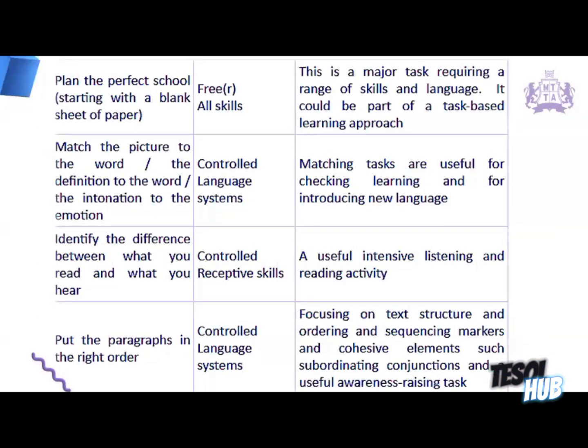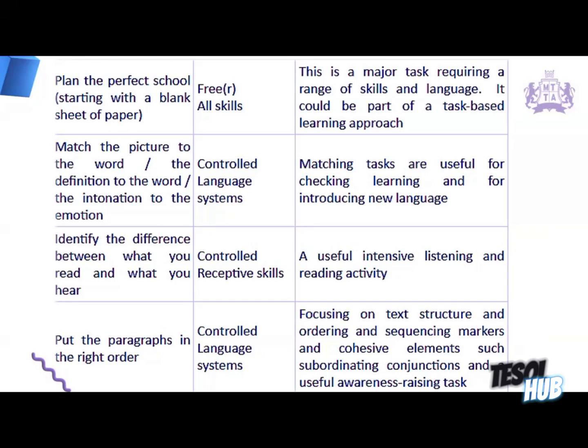Here we have other examples of activities that you can use, like plan the perfect school. This is freer practice because we're using all skills. So we use the target language. It is a task-based learning approach because students are producing language using the target language. Producing means speaking or writing.